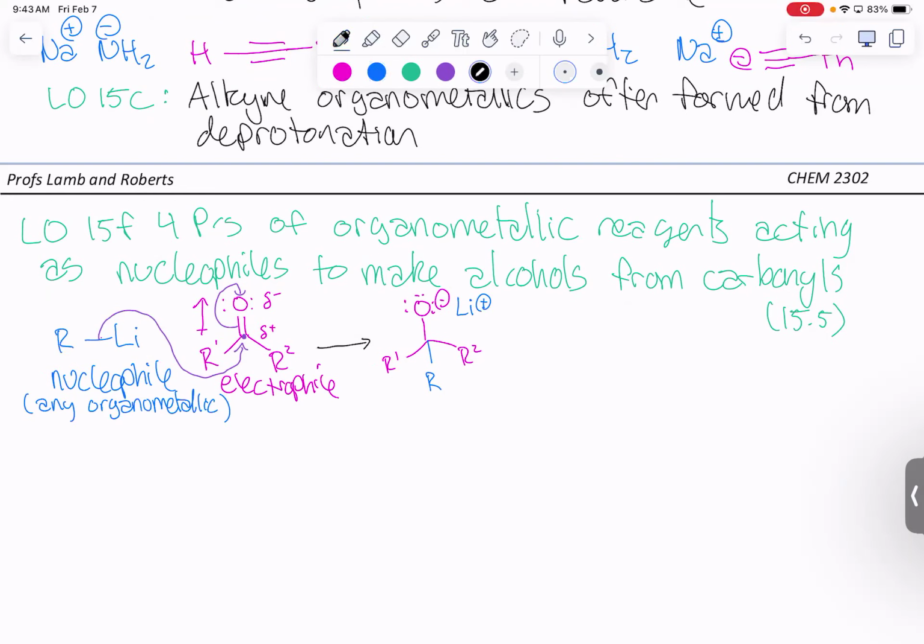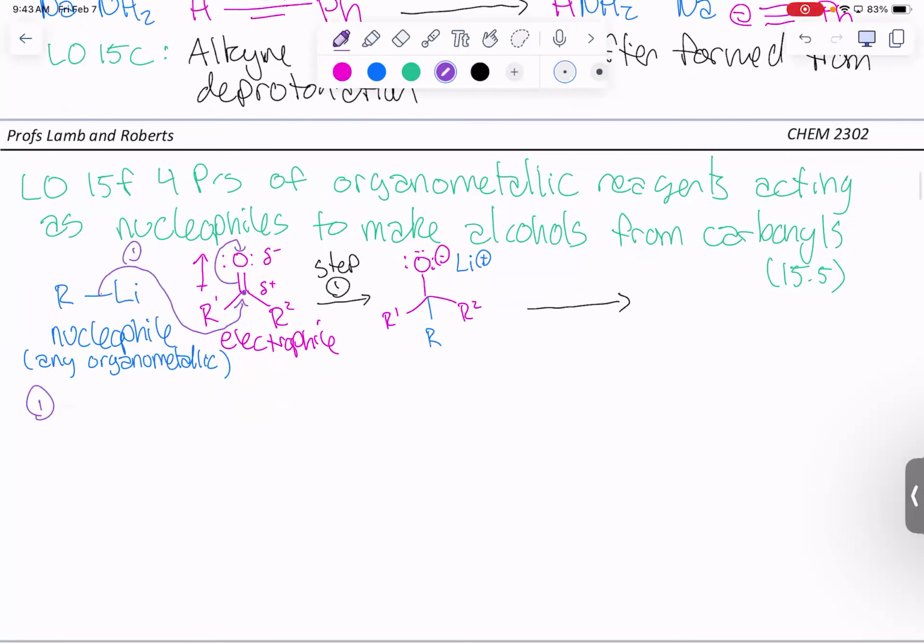All right, so this is the first step of the reaction. So step 1. This is what you get at the beginning, all right? So our first arrow here is our nucleophile, our R minus, attacks the electrophilic carbonyl carbon.